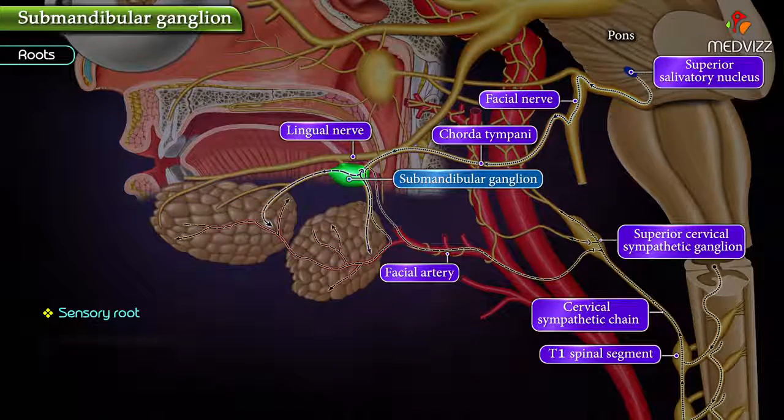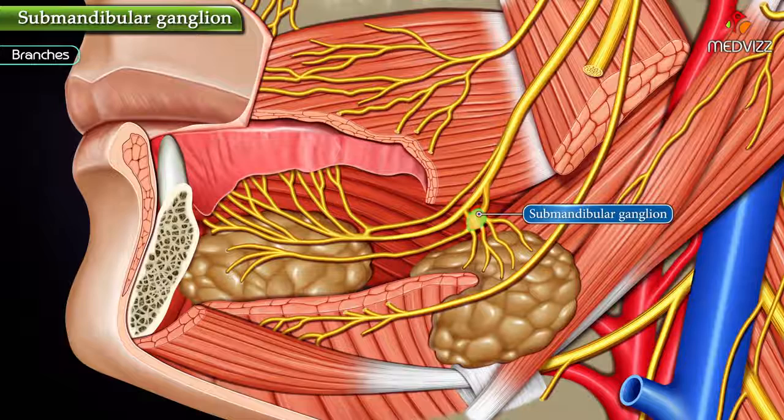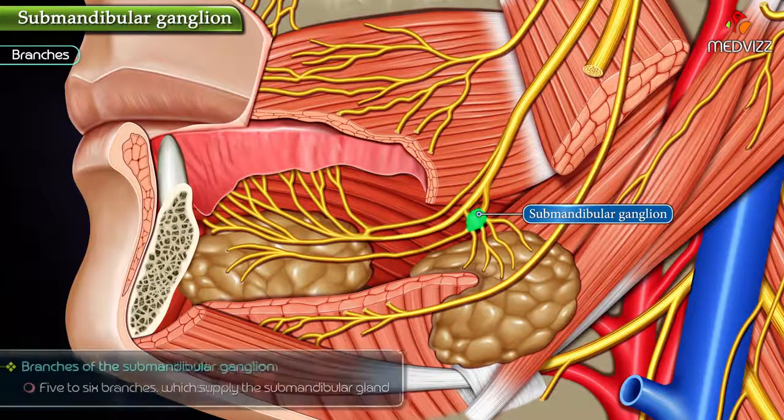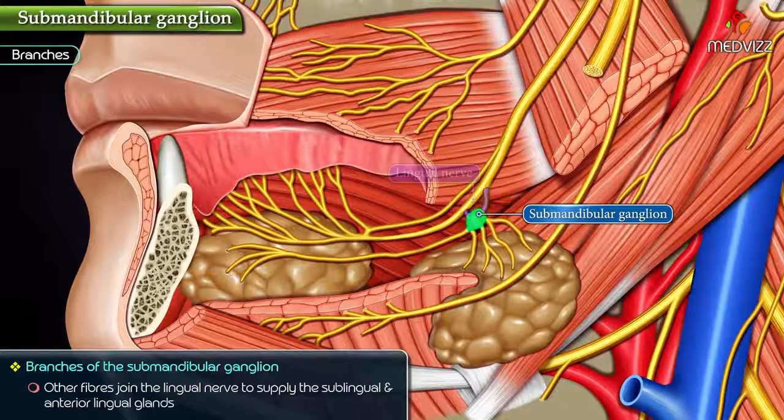Sensory root. It is derived from the lingual nerve. Branches. The branches of the submandibular ganglion are 5 to 6 branches which supply the submandibular gland. Other fibers join the lingual nerve to supply the sublingual and anterior lingual glands.